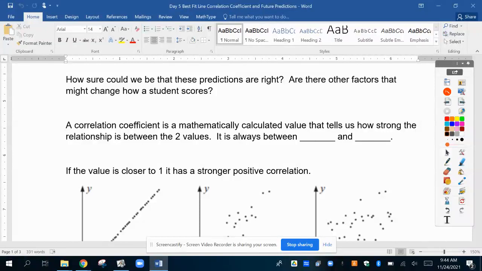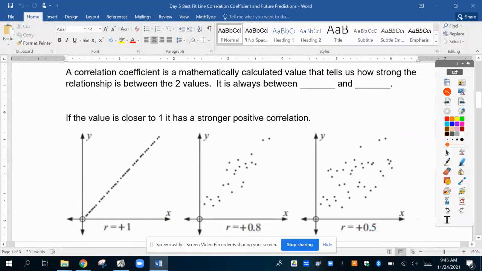That is called a correlation coefficient. It is a big fancy formula, not something we would ever expect you to be able to do on your own. But this formula allows us to calculate this value, the correlation coefficient. It's a mathematically calculated value that tells us how strong a relationship is between the two things. The value that we get out will always be between 1 and -1. So no 2s, no 2.1s, always between 1 and -1.